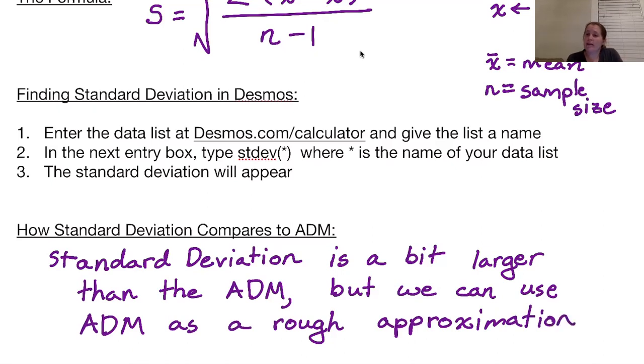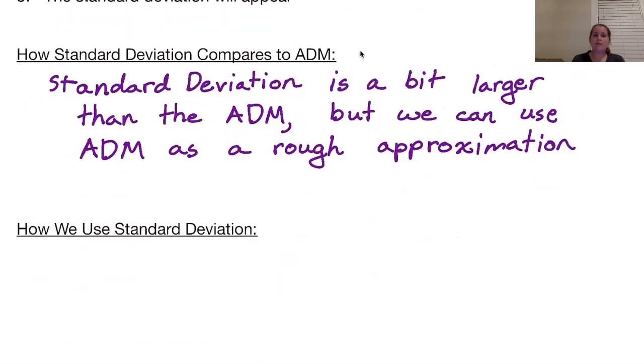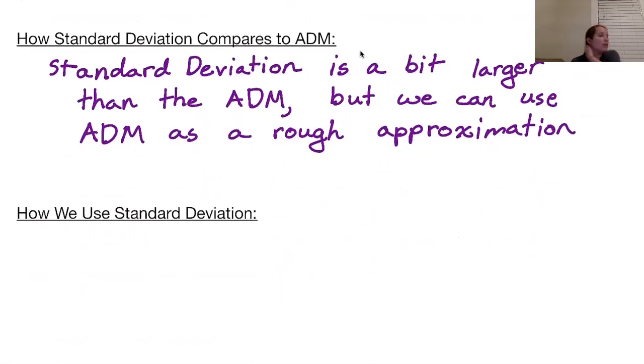So basically, in the previous video, we did some practice with estimating ADM and comparing larger versus smaller ADM. The same rules apply for standard deviation. We will have many more uses for standard deviation as we go through this course. But just to start off, standard deviation is a measure of typical distance.